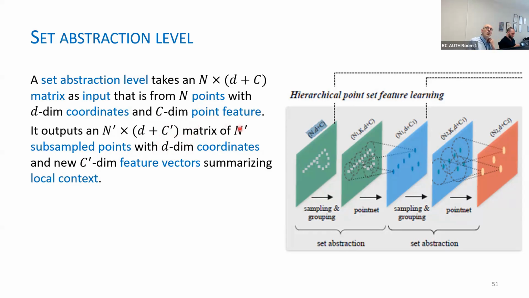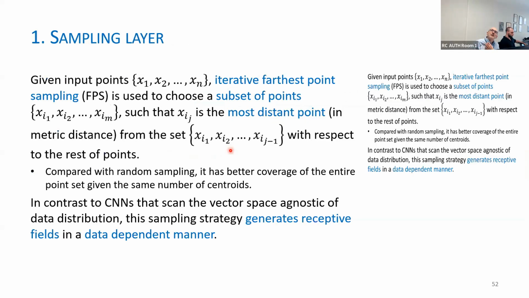Because of course n prime is the subset of the subsampled points, and the d-dimensionality keeps the same. Instead, the feature vector dimensionality is changed because it summarizes the local context of these subsampled points. And so this is the sampling layer.